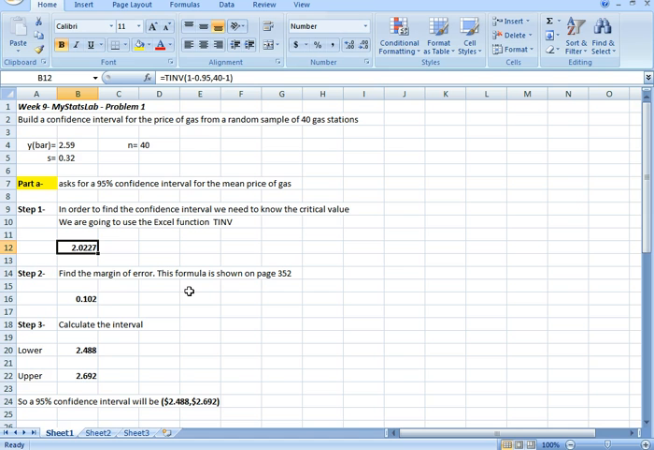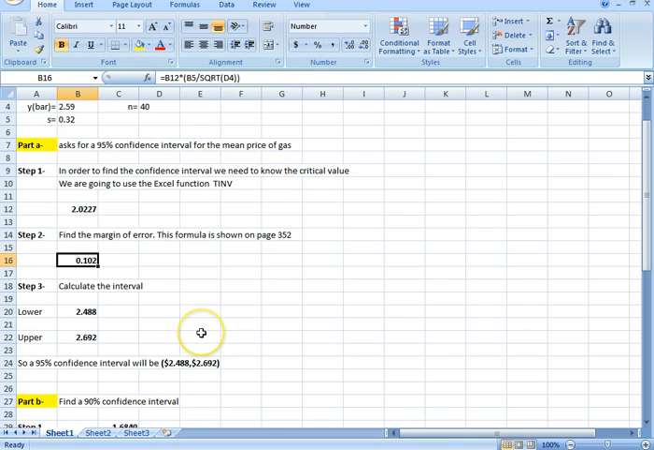Now step 2 of this part of the problem, we need to find the margin of error. This formula is on page 352 in your text, and that's what I use for this calculation right here, where we take B12, which is the critical value that we just calculated, times B5, which is our standard deviation, divided by the square root of D4, which is the 40, or our sample size. So doing this calculation, we get our margin of error to be 0.102.